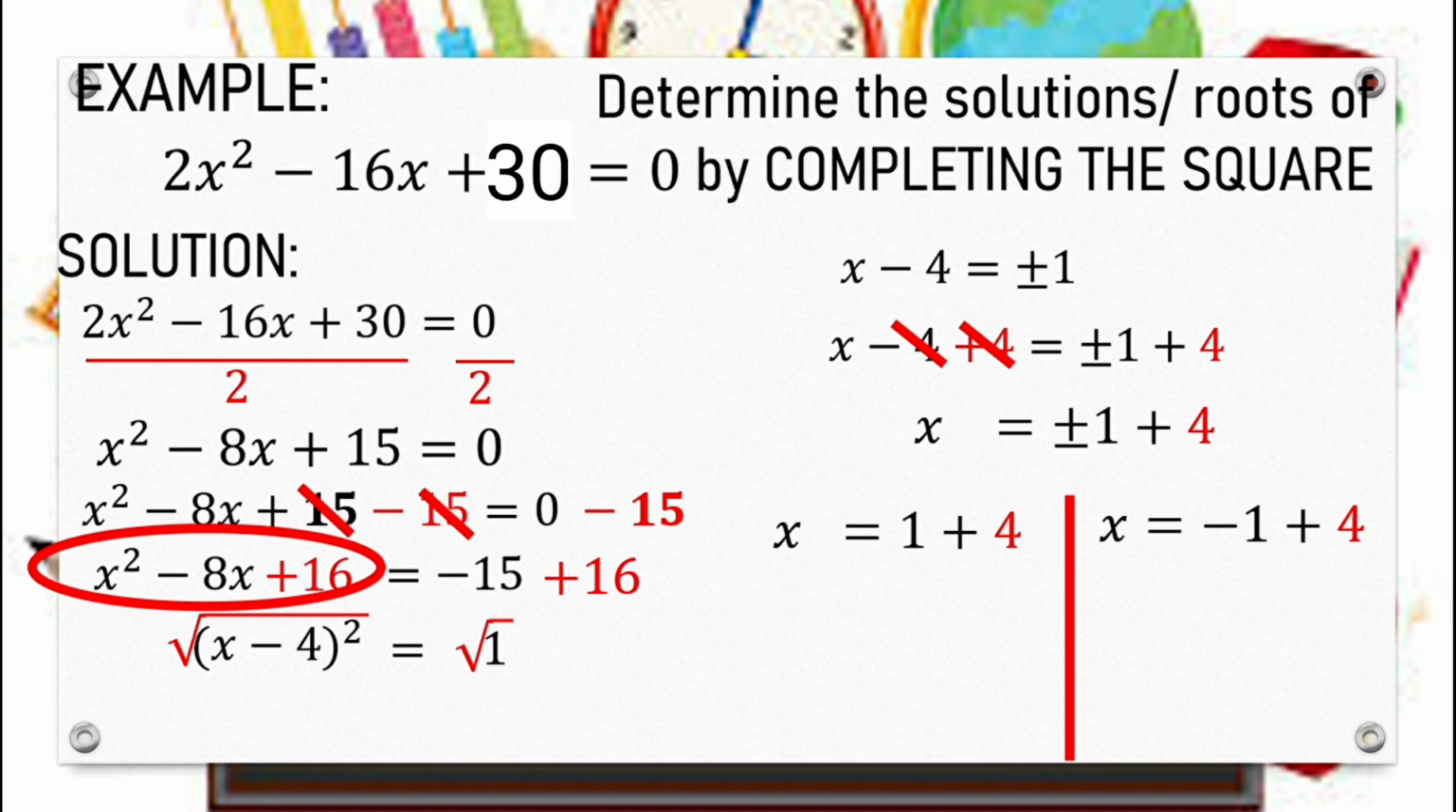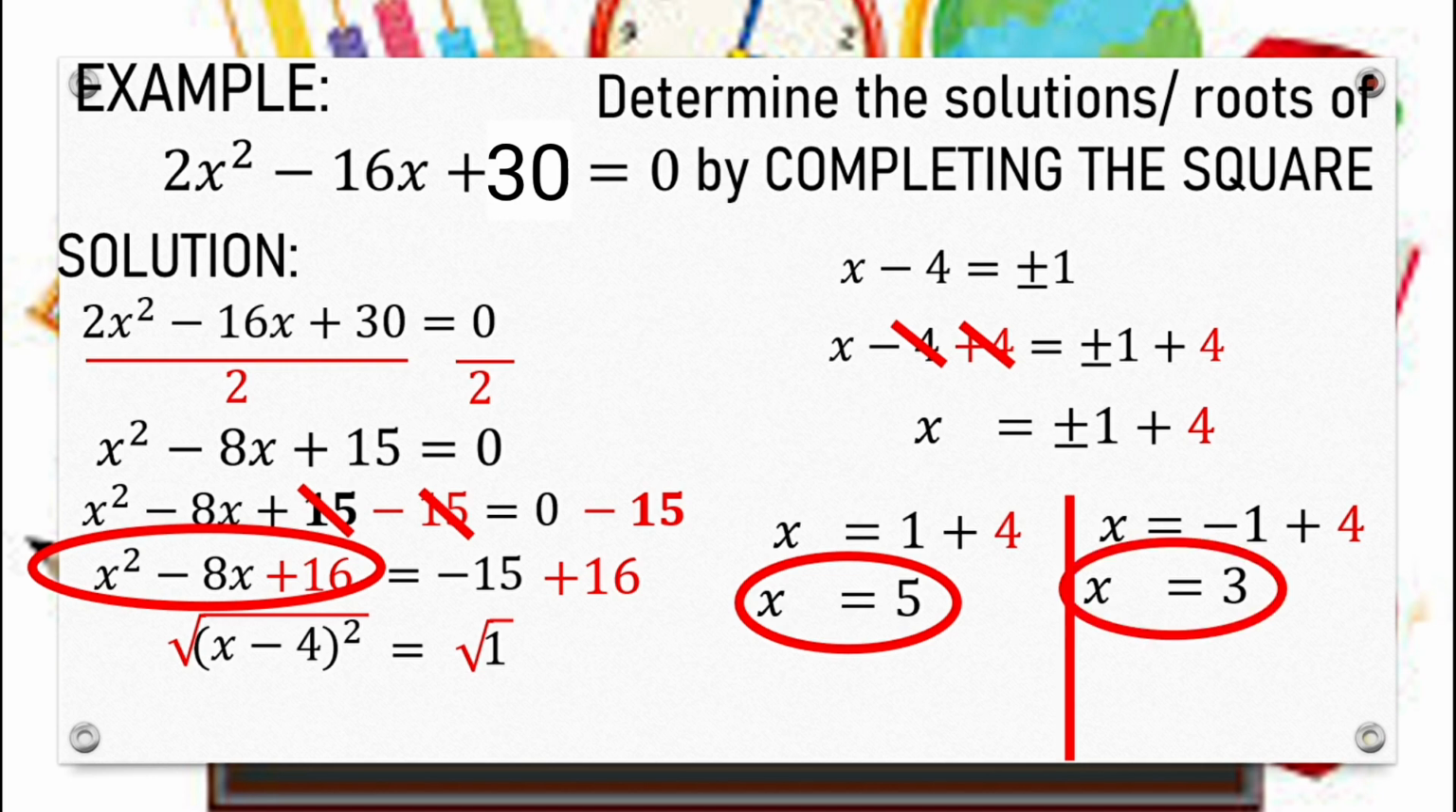Simplifying 1 plus 4, the sum is 5. And simplifying negative 1 and 4, the result is 3. This means the solutions of 2x squared minus 16x plus 30 equals 0 are 5 and 3.